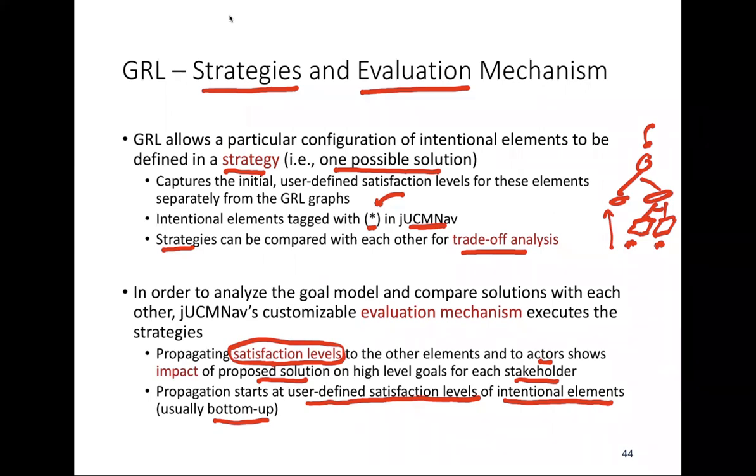I can see whether I was successful enough to satisfy the goals of such stakeholders or not, based on the satisfaction level that I can find by alternating or trying different solutions in my goal models. Once I reach a strategy or a solution that provides a concrete answer of yes, my goals have been satisfied, then you choose the best strategy or the best solution.